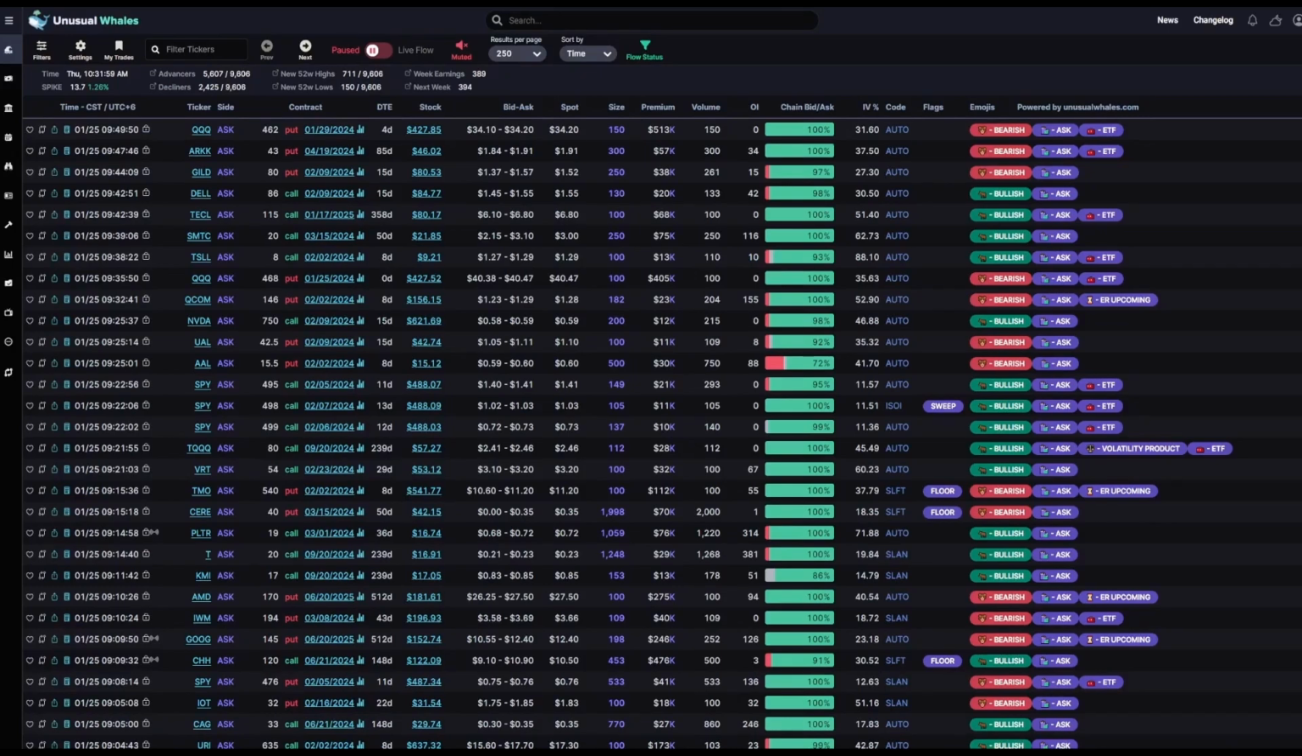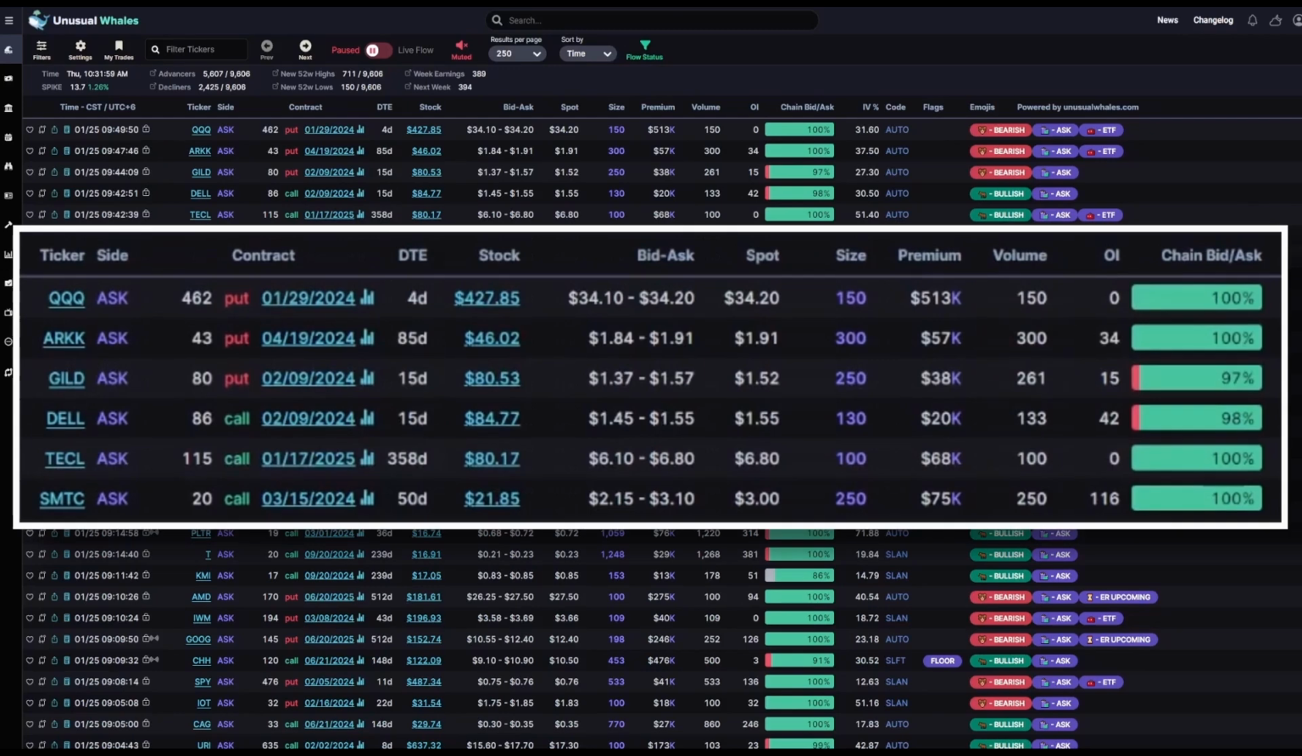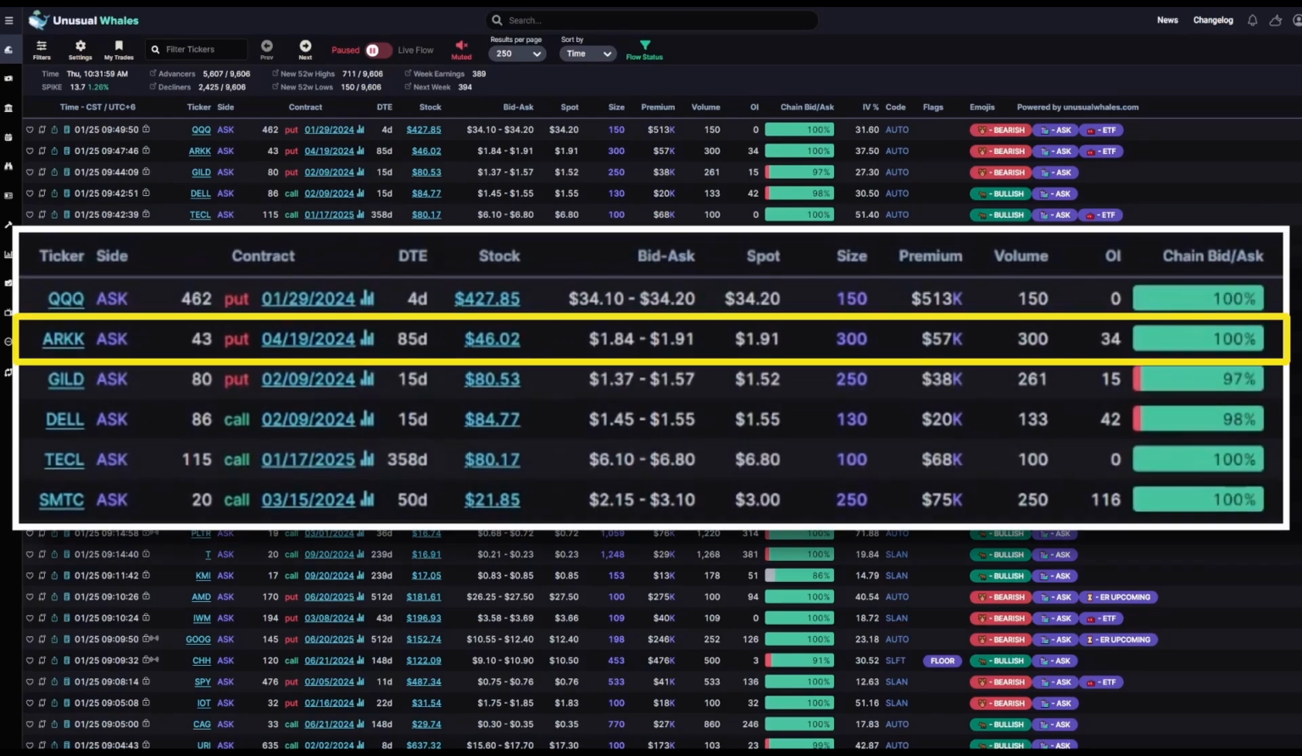We'll start off with the buy to open concept. Here we see a number of orders that hit the tape at or near the ask price. For this example of an at-ask opening trade, we're looking at the ARC $43 put for April 19th, 2024. The bid-ask spread for this trade was 184 to 191. Directly to the right of that, we see the spot, also called the fill price, was 191, the same as the ask price. Additionally, the size of the trade was 300 contracts, while the open interest was 34.